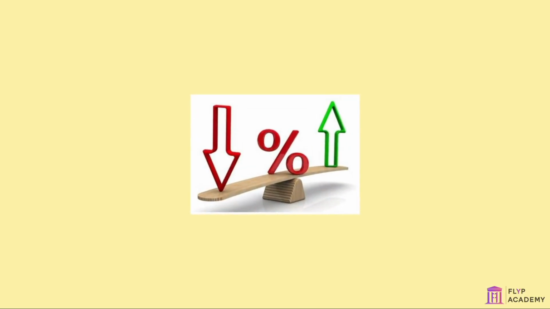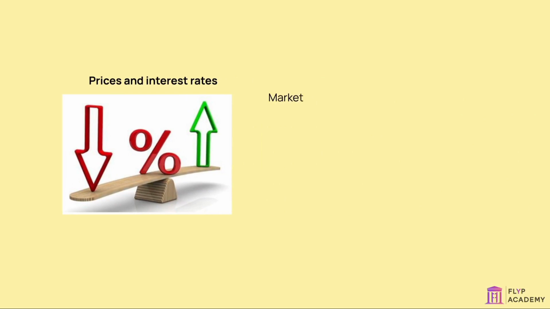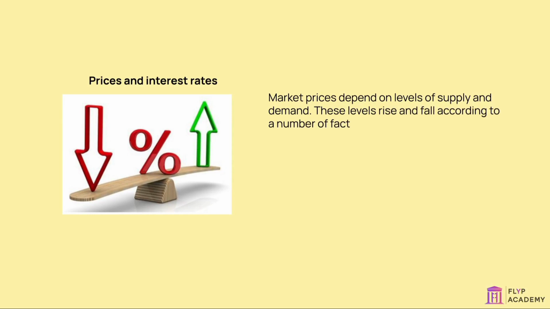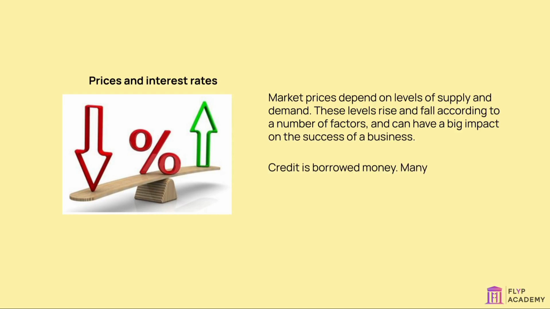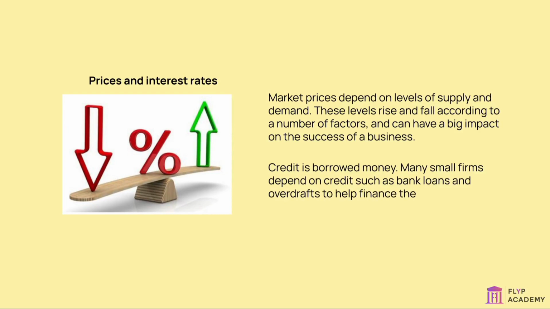Let's talk market prices and interest rates. Market prices depend on levels of supply and demand. These levels rise and fall according to a number of factors and can have a big impact on the success of a business. Credit is borrowed money. Many small firms depend on credit, such as bank loans and overdrafts, to help finance their business activities.